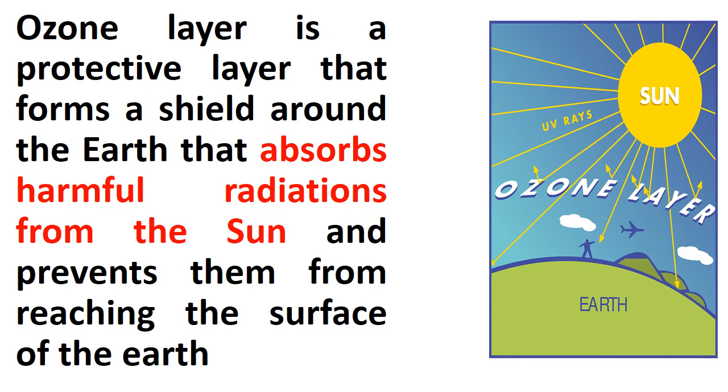And what is the function of this ozone layer? It is a protective layer that forms a shield around the earth that absorbs harmful radiations coming from the sun and prevents them from reaching the surface of the earth. I repeat again what happens. This ozone layer is acting as a protective layer around the earth's surface. Whenever harmful radiations from the sun head toward the surface, this layer absorbs those radiations and prevents them from reaching the earth's surface. So this is the ozone layer.